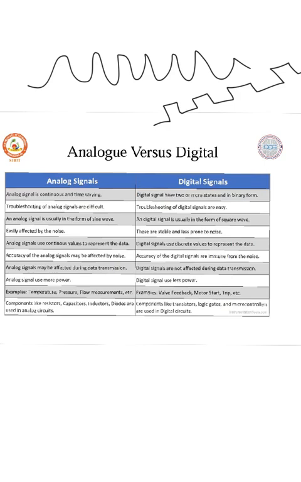Examples of analog signals: temperature, pressure. Analog signals may be affected during the data transmission. As I said, analog signals use more power. Examples: temperature, pressure, flow measurements. Digital signals are not affected during the data transmission. Examples like valve feedback, motor start. Components like resistor, capacitor, inductor, diodes are used in analog circuits. Components like transistor, logic gates, microcontrollers are used in digital circuits.